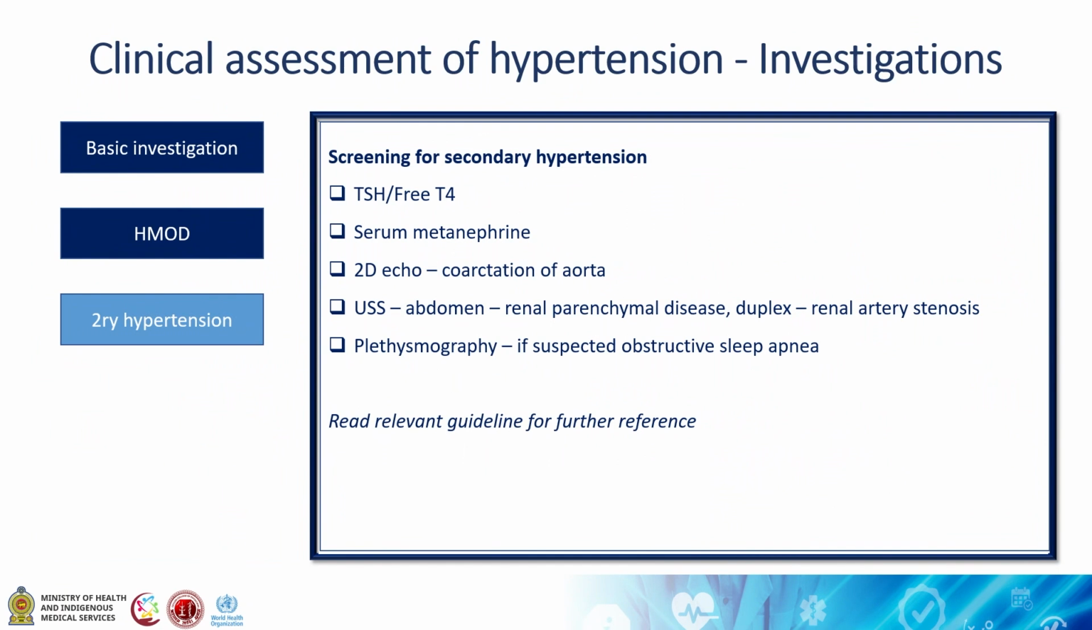Investigations for screening for secondary hypertension. TSH or free T4, serum metanephrine, 2D echo to identify coarctation of aorta, ultrasound scan abdomen, renal parenchymal disease, duplex renal artery stenosis, polysomnography if suspected obstructive sleep apnea.